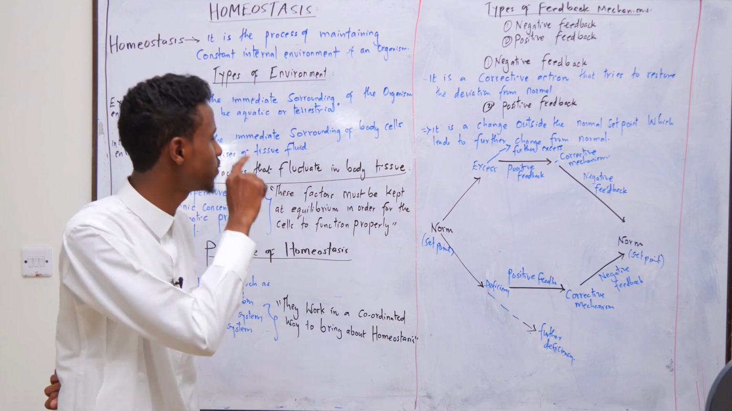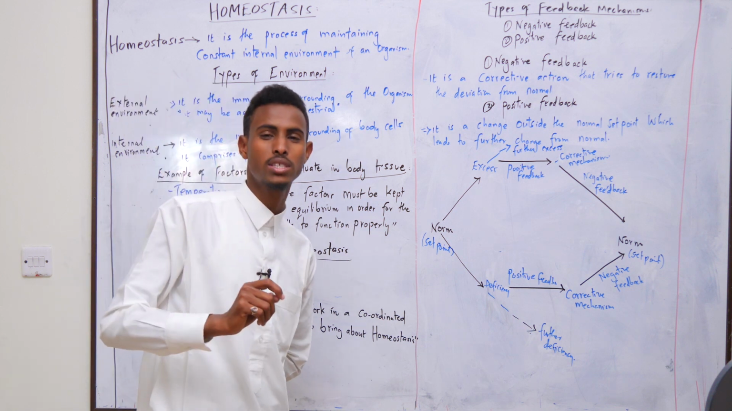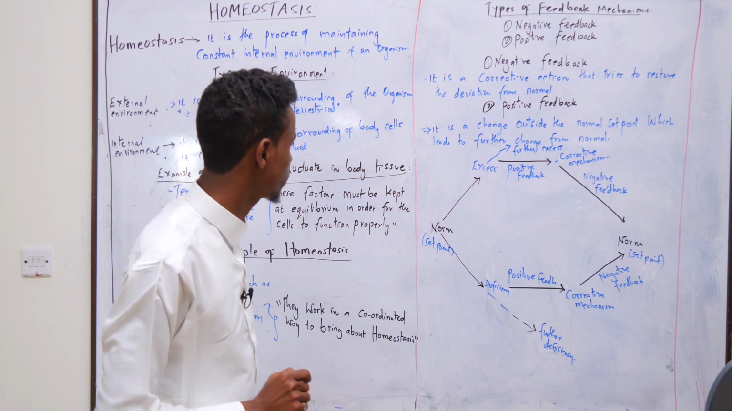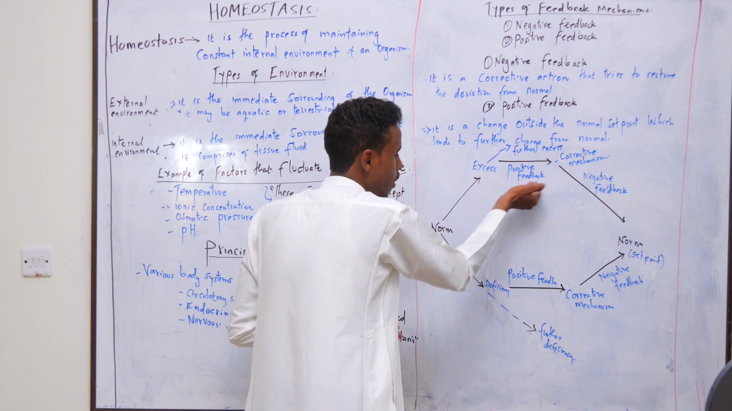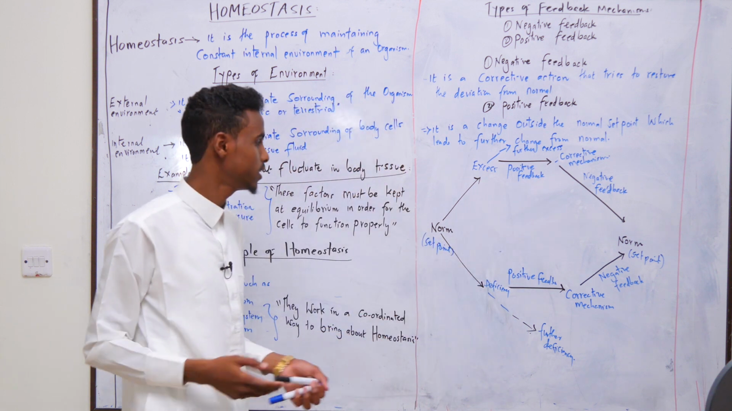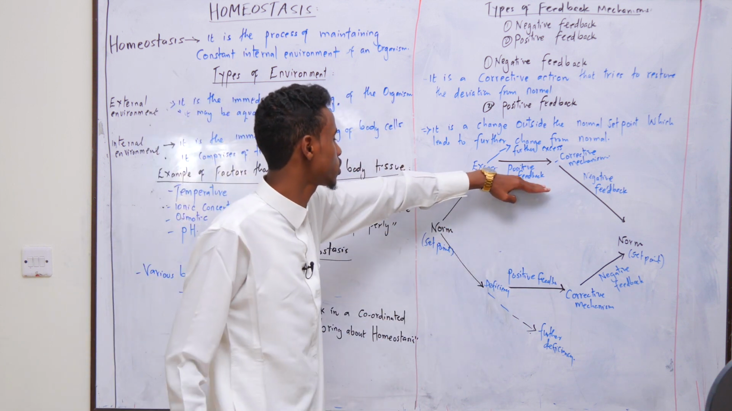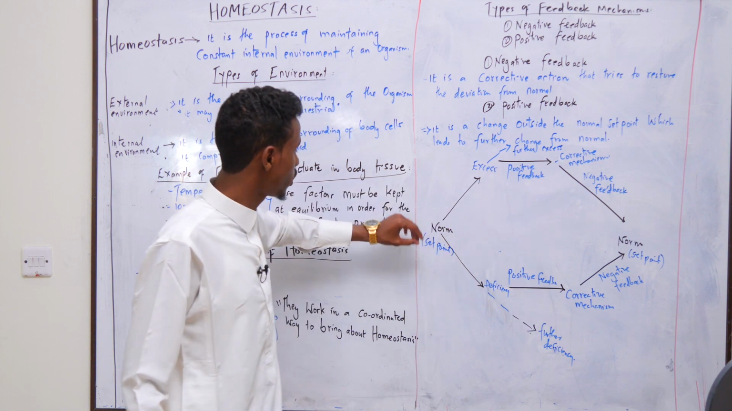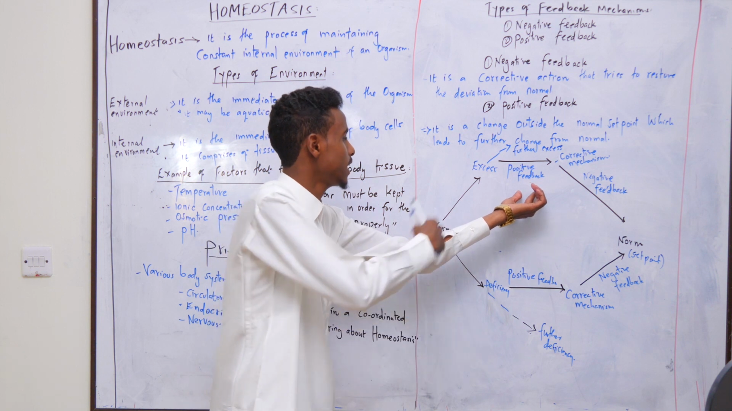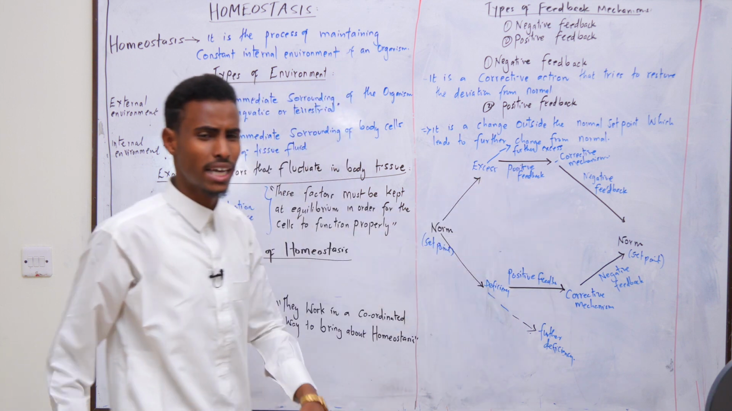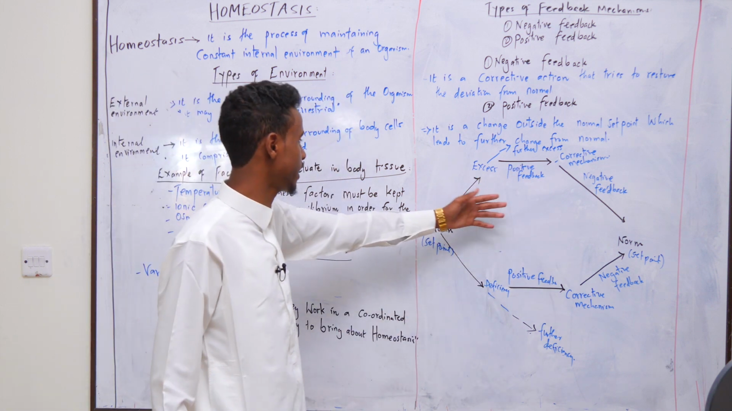Again, we have positive feedback. It is a change outside the normal set point. Exactly. It's a change outside the normal set point. We can see that the normal set point is here and the positive feedback is here again. Now, the change outside the normal set point, which at times leads to further change from the normal.